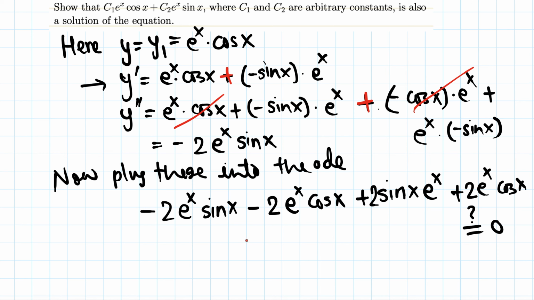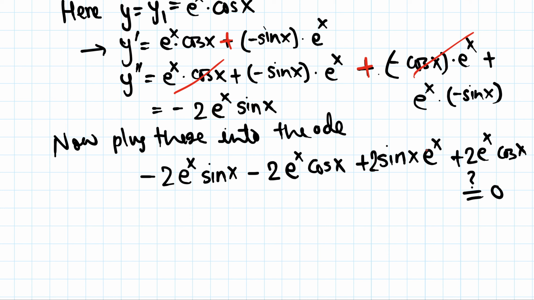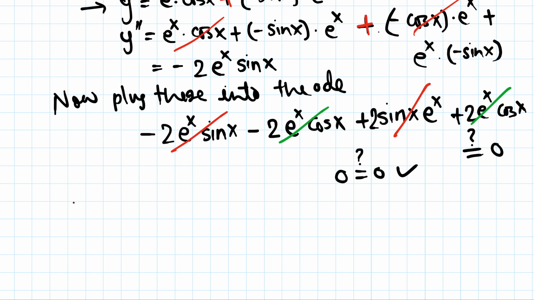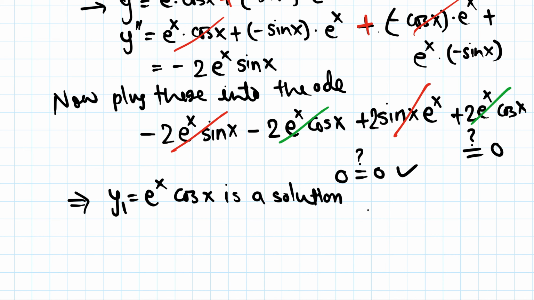Let's look at the right hand side. 2 sin x e^x and 2 sin x e^x, these two cancel, and 2 cos x e^x and 2 cos x e^x also cancel. That means we get 0 equals 0. Is this true? Yes. That means this y1, e^x cos x, is a solution of the ODE.